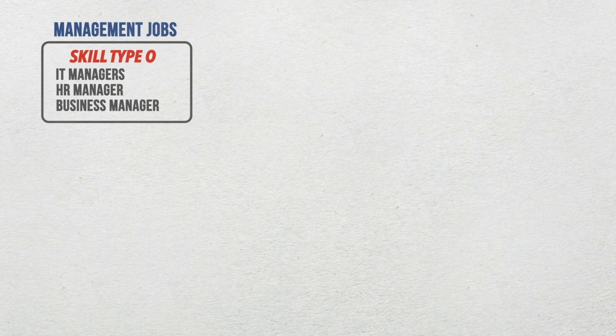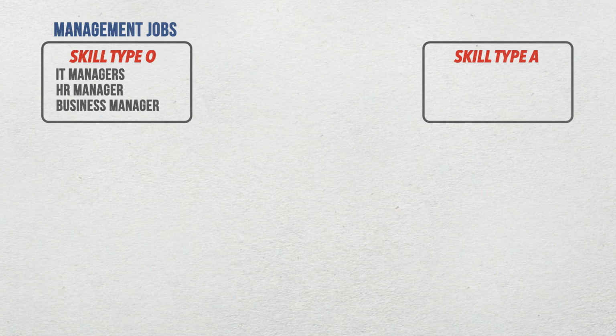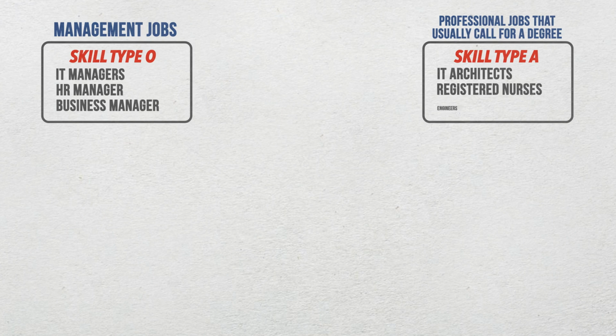The second skill type is that of those that fall under NOC A. These types of roles are usually carried out by persons who have at least a first degree and persons who perform professional type jobs. So persons such as IT professionals, IT architects, nurses, engineers, and the like, those types of job roles will fall under a NOC A skill level.